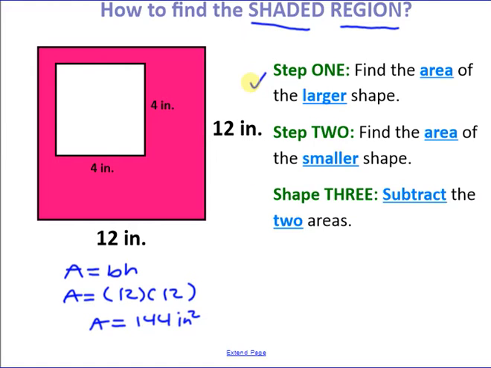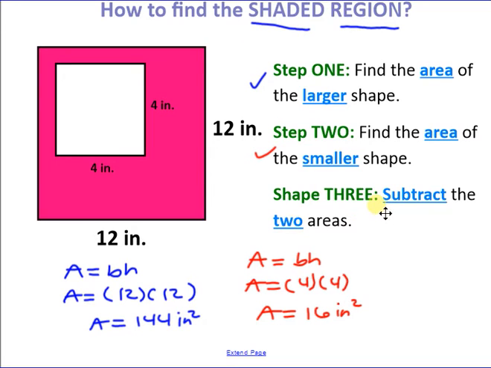Okay, so I did step one. Step two is to find the area of the smaller shape. The smaller shape is this square right here on the inside. So it's a square again, so we're going to do area equals base times height. It has a base of 4 and a height of 4. And 4 times 4 is 16, and we're going to do inches squared. So we did step 2.